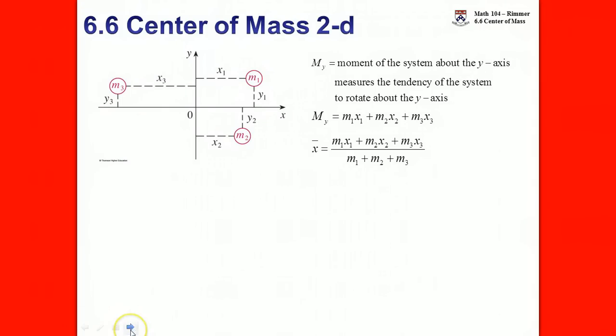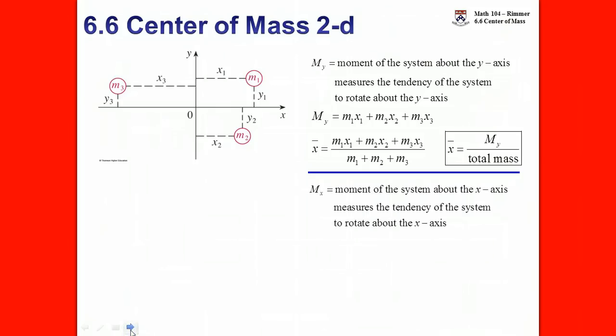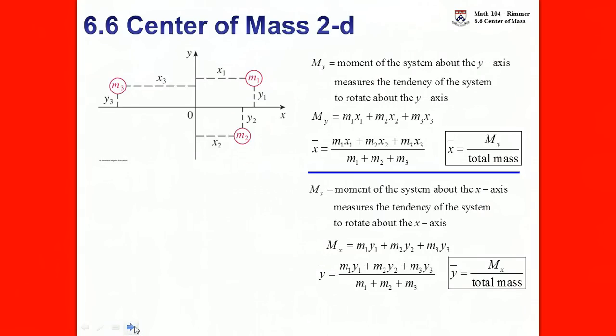That would give me x bar, but now there's a y bar that I can calculate too. That comes from taking the moment of the system about the x-axis, and I use the same formula, but I change the x1s into y1s, and y2. Okay, so this is the general formula, and it gives me the coordinate of a point: x bar, y bar.